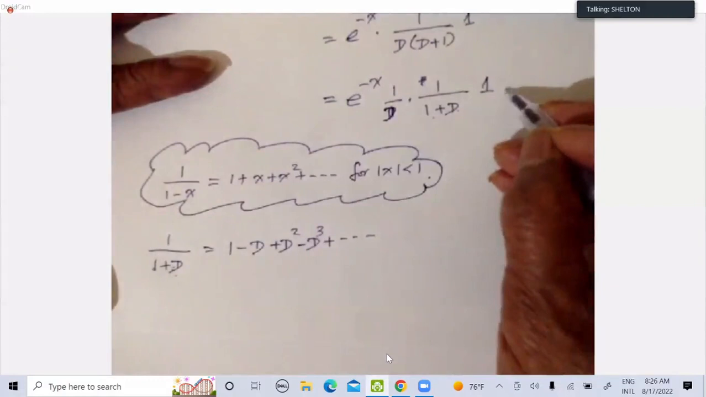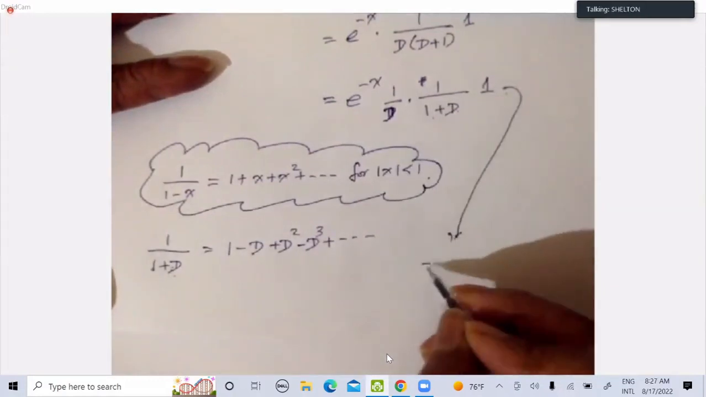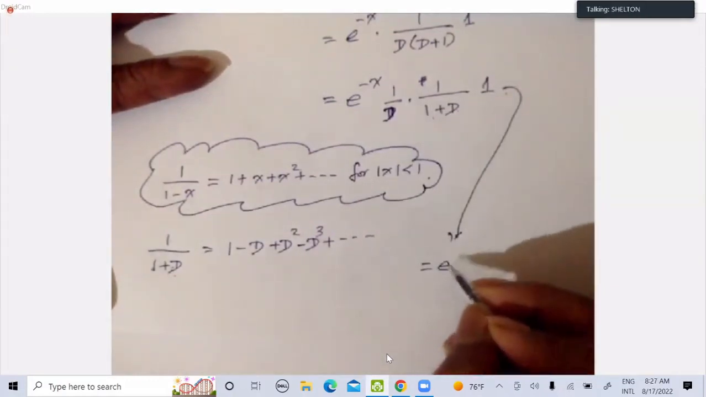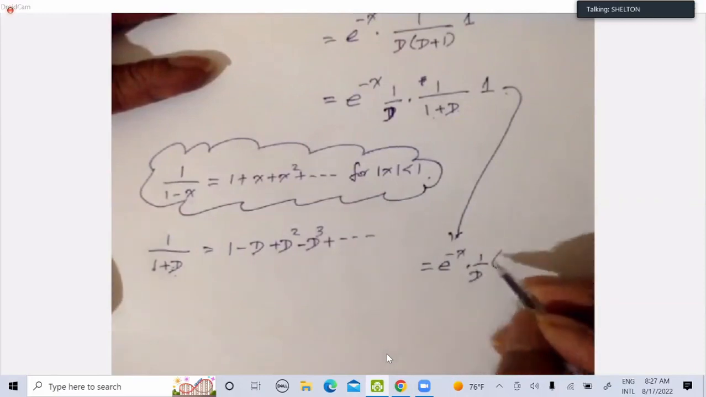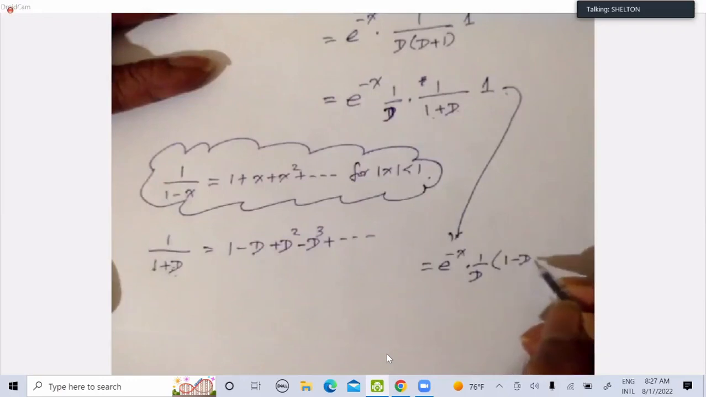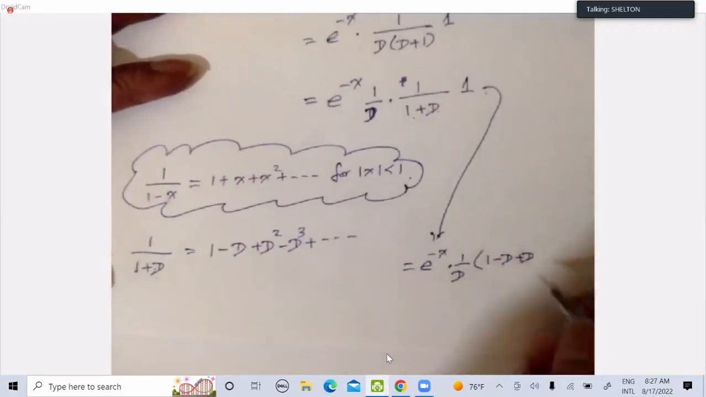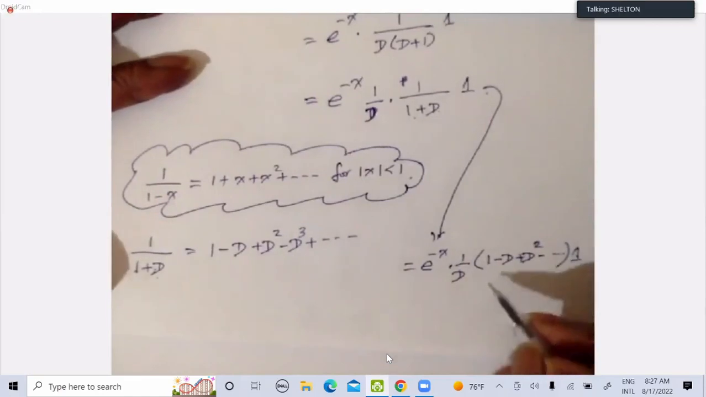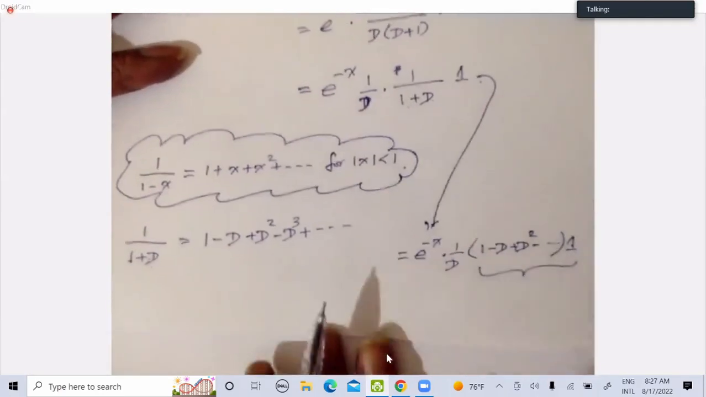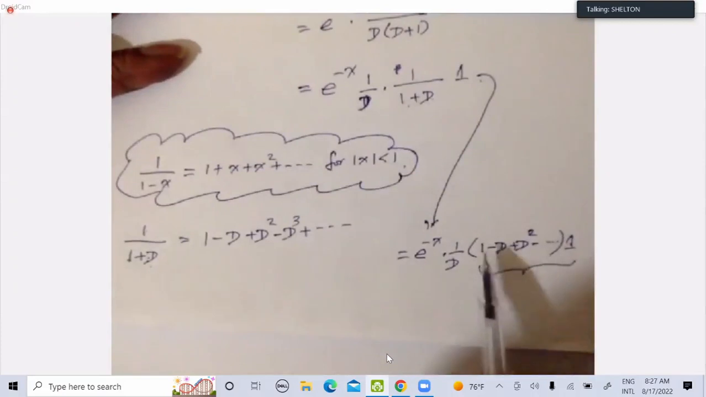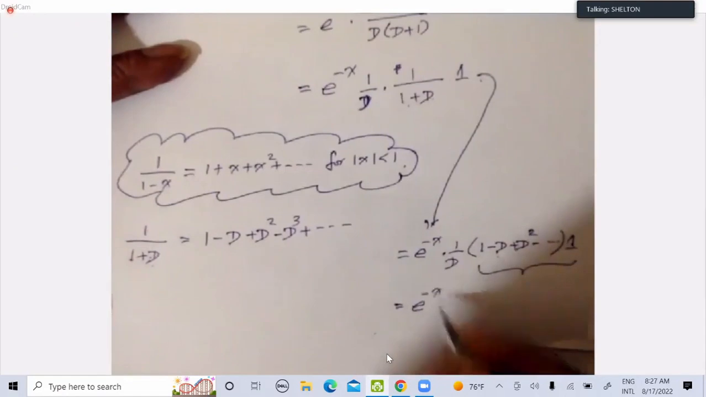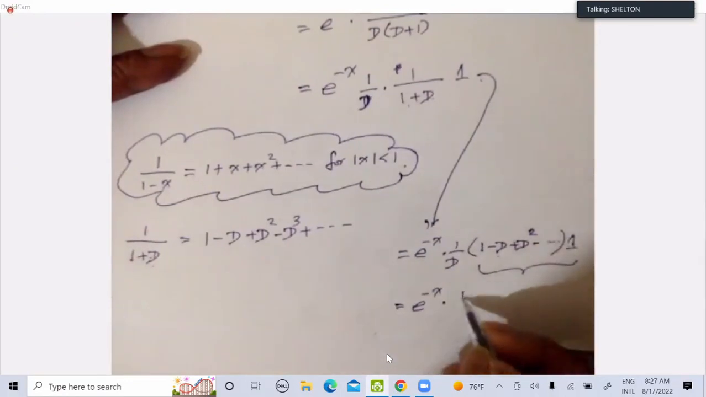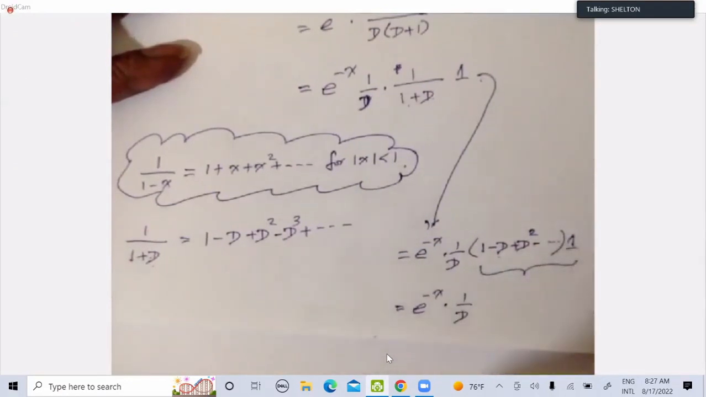So that is equal to e to the minus x times 1 over d. What do we have there? 1 minus d plus d squared minus ... of 1. Now do this part. D is the derivative. 1 times 1 is 1. So e to the minus x, 1 over d, e to the minus x, 1 over d.